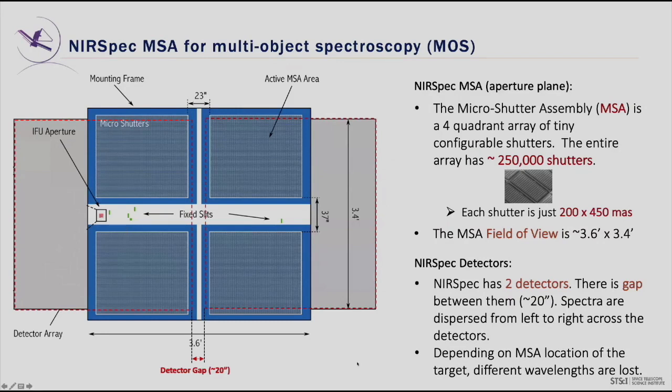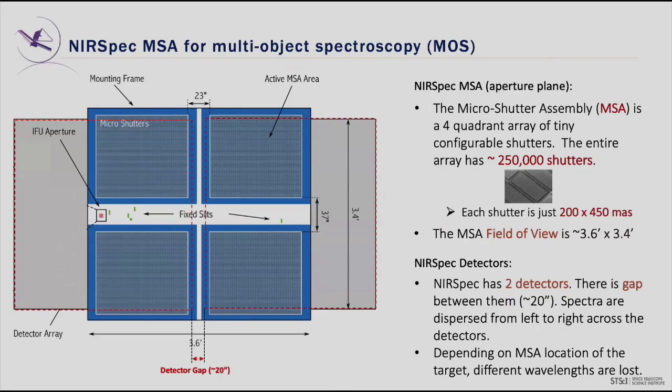This figure shows the MSA projected against the 2 NIRSpec detectors. And there's a gap between those 2 detectors. The outlines in red show the actual detector areas. The spectra are observed through the slits in the microshutter assembly, and then they are dispersed from left to right across the 2 detectors. And so it's very important to mention the detector gap, because in any given exposure, some of the target spectra will be missing different wavelengths, and the wavelengths that are missing depend upon the location of the slits in the microshutter assembly.